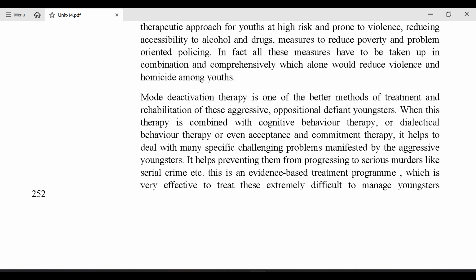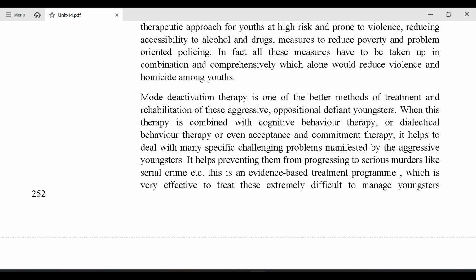In fact, all these measures have to be taken up in combination and comprehensively, which alone would reduce violence and homicide among youths. Mode deactivation therapy is one of the better methods of treatment and rehabilitation of these aggressive, oppositional defiant youngsters. When this therapy is combined with cognitive behavior therapy, or dialectical behavior therapy, or even acceptance and commitment therapy, it helps to deal with many specific challenging problems manifested by the aggressive youngsters. It helps prevent them from progressing to serious murders like serial crime, etc.